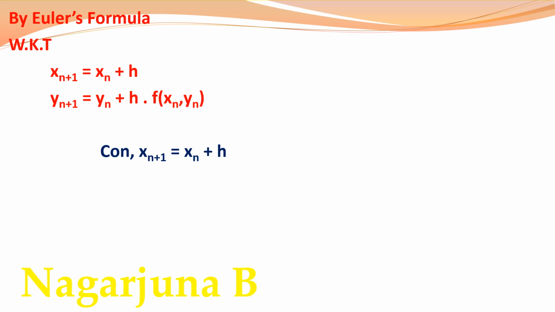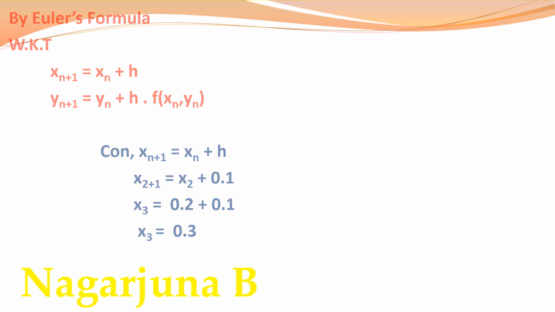The h value is 0.1. Therefore, we can write x2 plus 1 is equal to x2 plus 0.1. And we know the value of x2, so substitute that, and 2 plus 1 is 3. Therefore, it will be x3 is equal to 0.2 plus 0.1. Upon simplification, x3 will be equal to 0.3. Next, we need to find the value of y3.